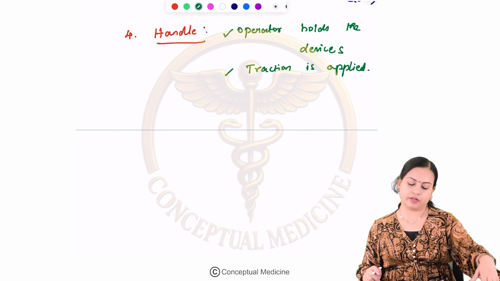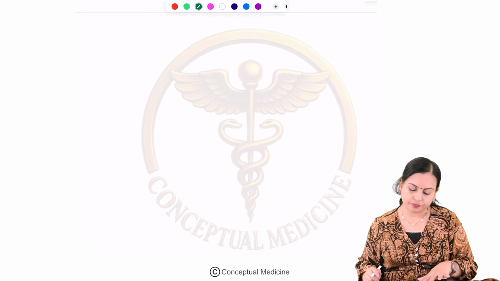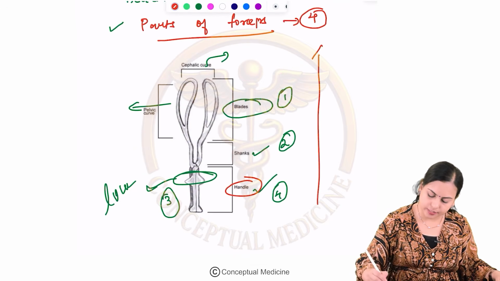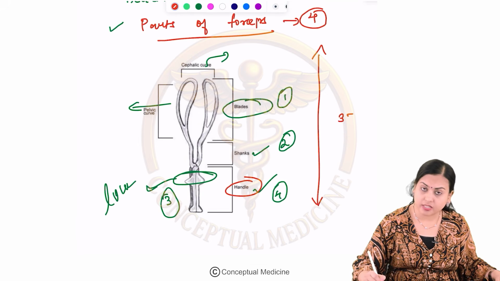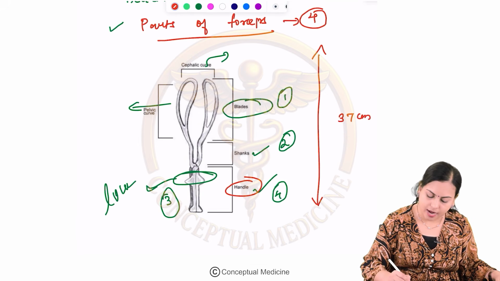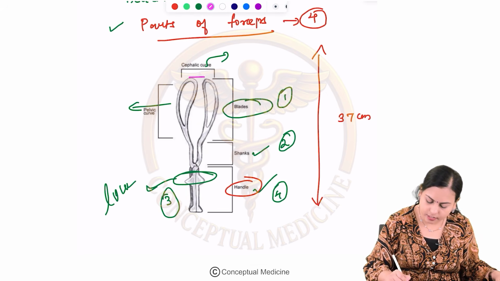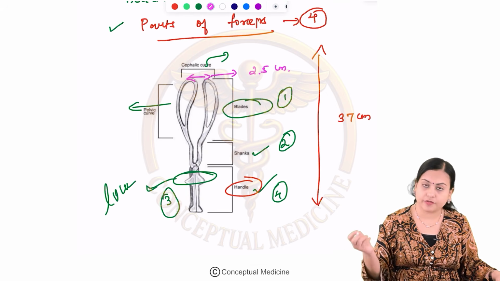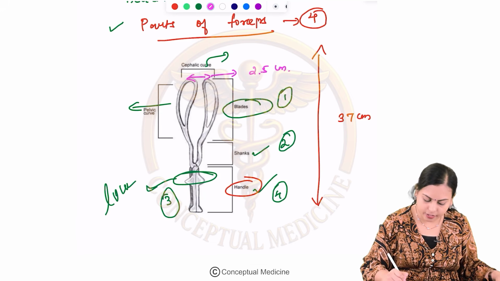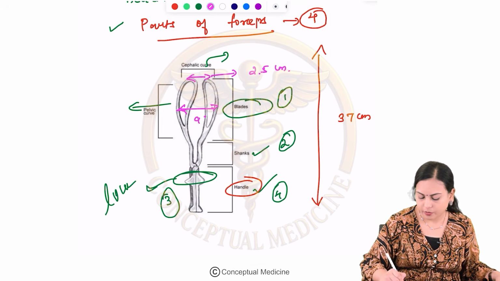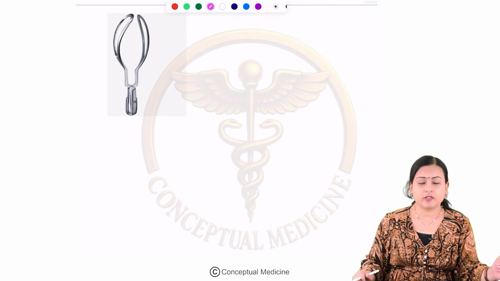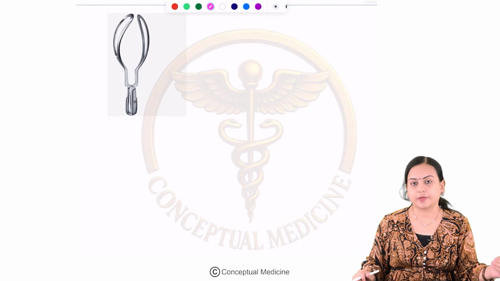So, with the handle, the operator holds the device and traction is applied. Clear? Right. Now, if you generally see, the length of the obstetric forceps is around 37 centimeter, and the distance between the tips of the forceps is going to be 2.5 centimeter when it is locked, and actually the widest diameter between the blades is going to be around 9 centimeters. Is that clear? Yes. Now let us discuss about some of the important types of forceps.